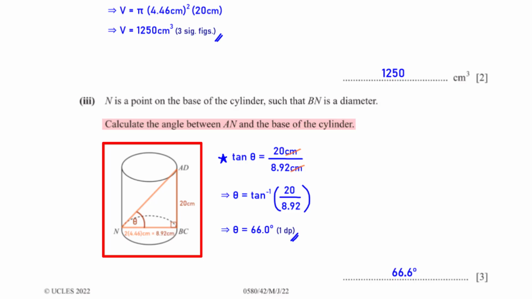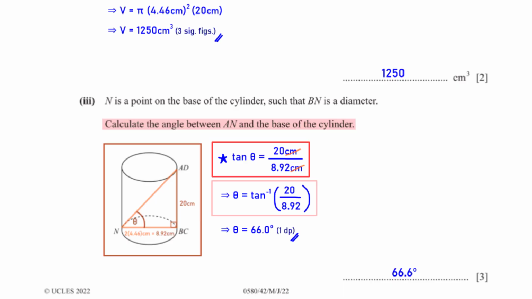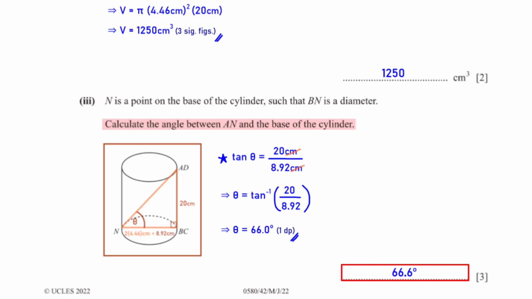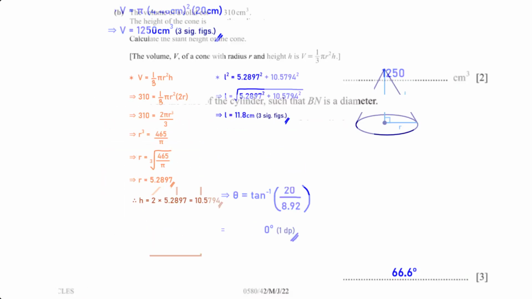To get theta, we apply SOHCAHTOA. This gives us tan theta equals 20 centimeters divided by 8.92 centimeters. When we make theta the subject, this is what we get. When we type this into the calculator, we get 66.0 degrees, rounded to 1 decimal place.